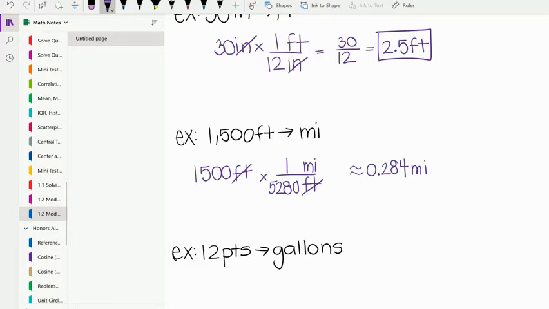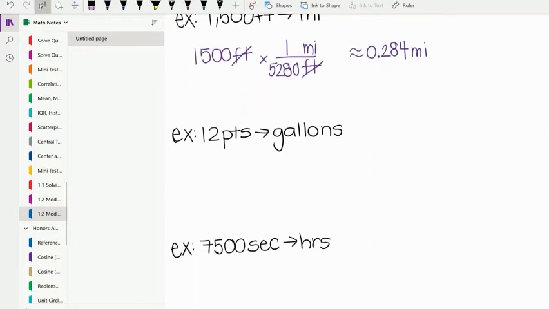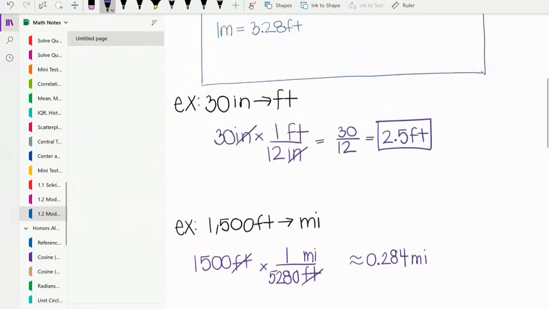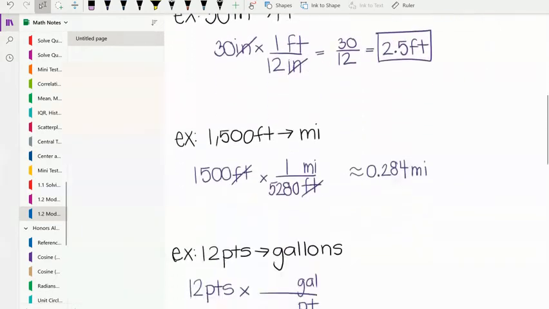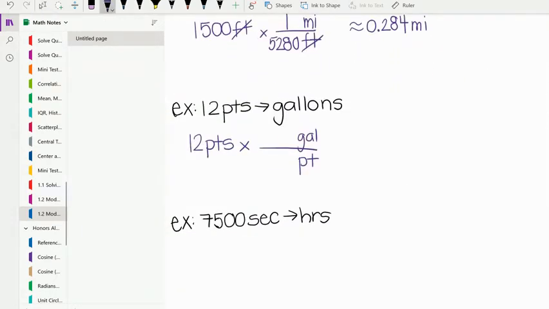Okay, next one. We have 12 pints to gallons. So pints goes on the bottom. I want to get gallons, so gallons would go on the top. I want to get rid of pints, so now I need something that I know about pints and gallons. So I'm going to go ahead and look at our box. We know that 8 pints is 1 gallon. So 1 gallon is 8 pints.